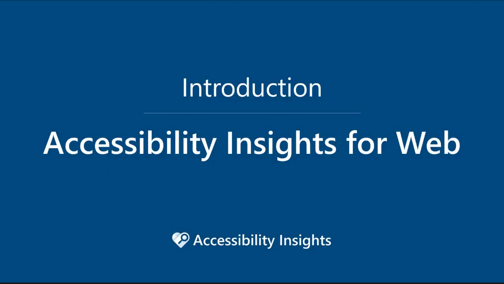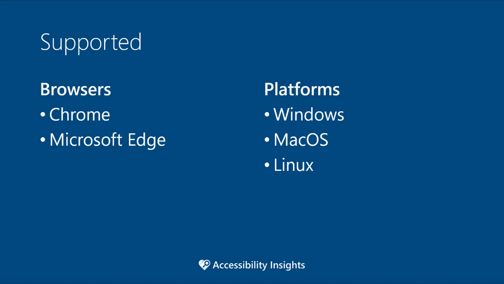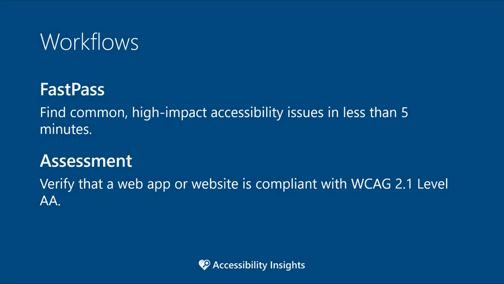Accessibility Insights for Web helps developers find and fix accessibility issues in websites and web applications. This browser extension for Chrome and the new Microsoft Edge runs on Windows, Mac OS, and Linux computers. Accessibility Insights for Web supports two primary workflows, FastPass and Assessment.